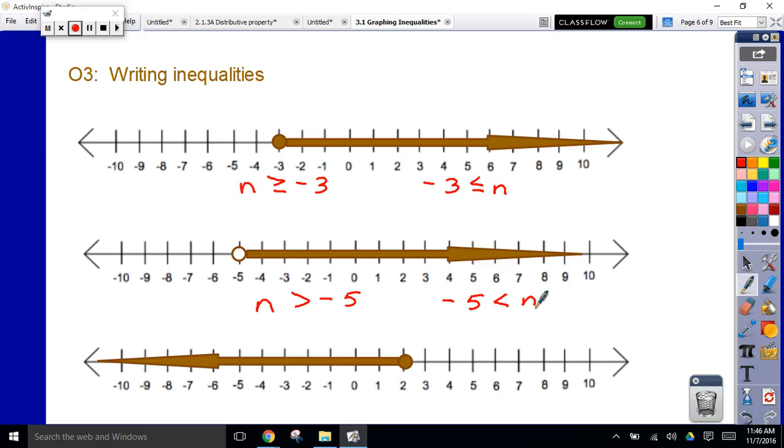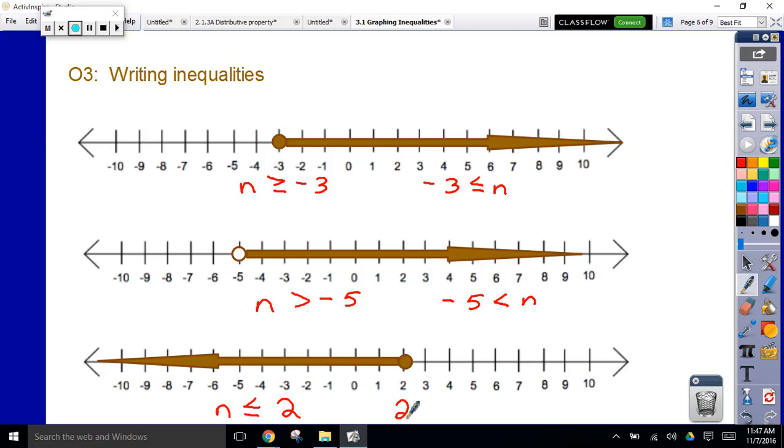Taylor, how would I write the last one? 2 is less than n. No, well, first of all, we have a closed circle, so we're going to want an equal sign in there. Here's 2. The rest of the graph is the n. How does n compare to 2? Is it less than the 2 or is it greater than the 2? It's less than, so we want to say that n is less than or equal to 2.